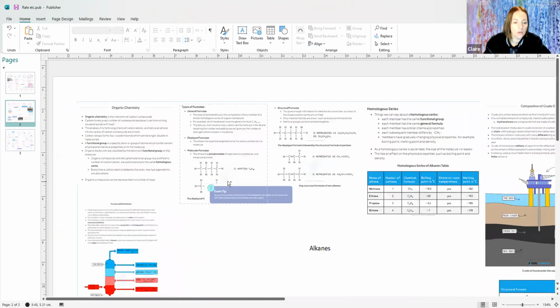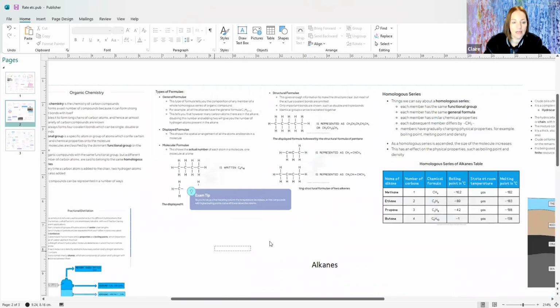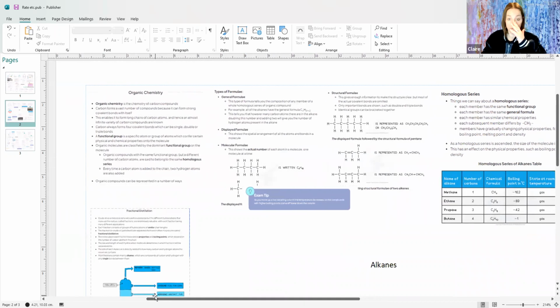So if we go to the alkanes, this is your organic chemistry. So this is all part of the organic chemistry. So we've covered rates and we've covered equilibrium.